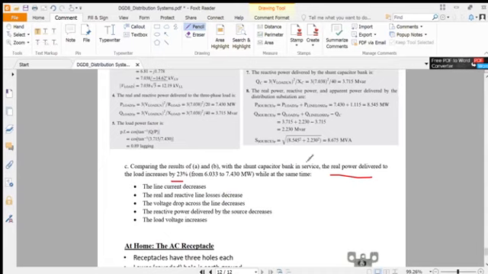It's 7.43 real power compared to 6.033. And there are also several benefits: the line current decreases, real and reactive losses also decrease, the voltage drop decreases, and the reactive power decreases, and the load voltage also increases. So all the parameters improve just by connecting the capacitor in parallel with the inductive load.